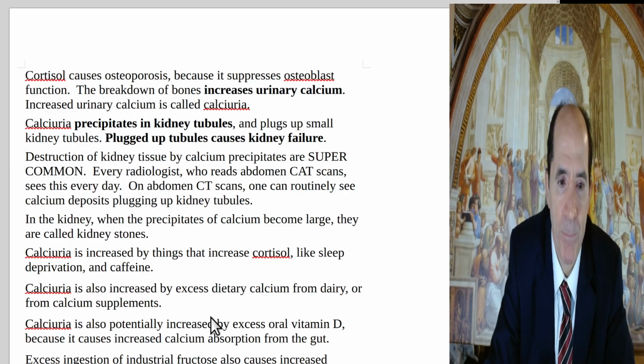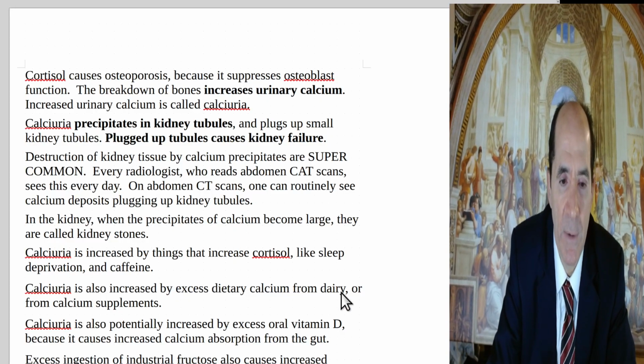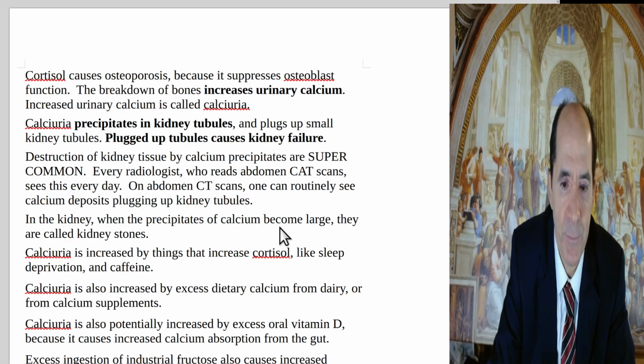Okay. You get more calciuria if you're drinking caffeine or you're sleep deprived, because they do the same thing as stress, elevate cortisol and catecholamines, okay? All right.